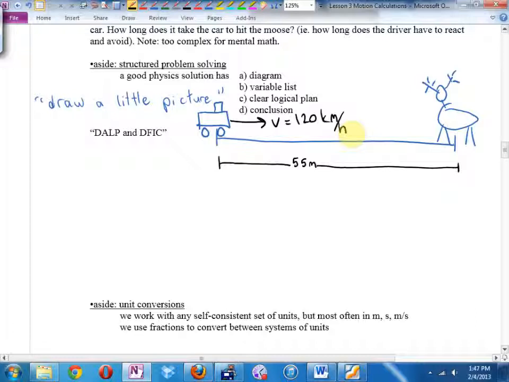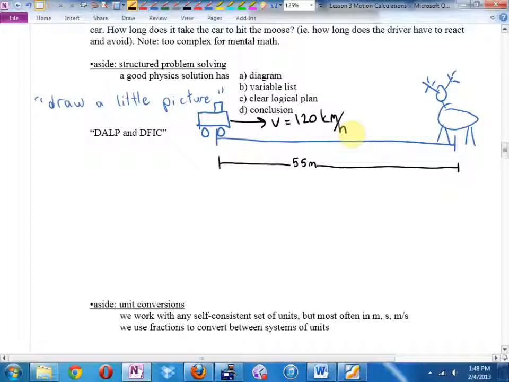Does anybody see why this question is so much tougher than the ones we've done already? What the issue is here? What's the big issue here? Sarah, what did you tell me the speed was? Can you say it to me again? 120 what? You're right. 120 kilometers. What's our distance measured in? We can't go kilometers and meters in the same equation. Okay?